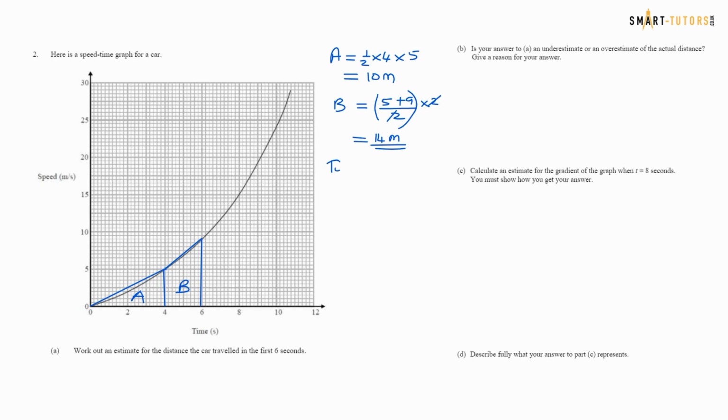So the total distance is 10 plus 14, which is 24 meters. B part, is your answer an underestimate or an overestimate of the actual distance? So our answer is above the curve, so it's an overestimate.